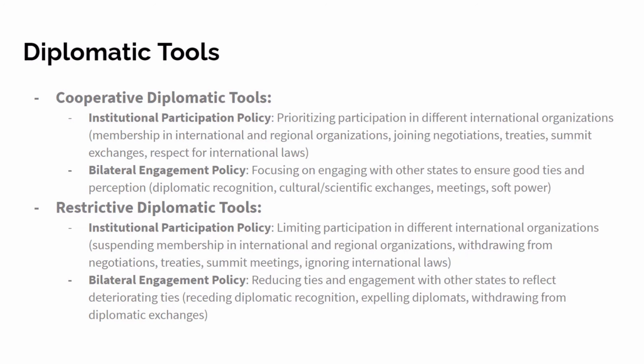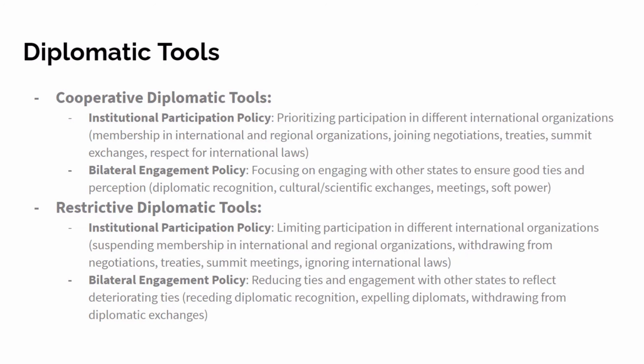And then restrictive diplomatic tools are the opposite: you're limiting participation in different international organizations. For example, suspending your membership in IOs, international organizations. Brexit is a restrictive diplomatic tool where they suspended membership. The United States pulling out of the Paris Agreement is a restrictive diplomatic tool. Withdrawing from negotiations and treaties, North Korea does that all the time. Withdrawing from summit meetings, Putin just withdrew from an energy meeting literally this week. Ignoring international law. Those are examples of restrictive diplomatic tools.